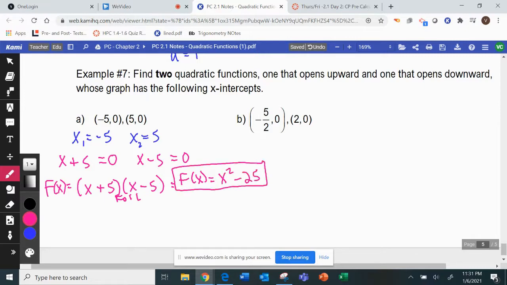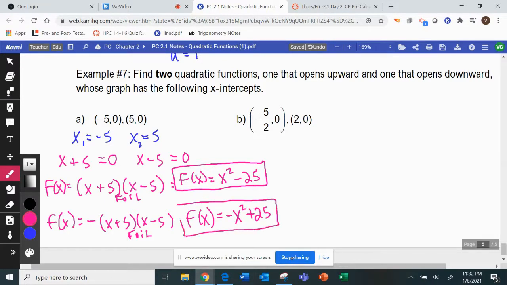Okay, but we also have to have one that opens downward. And to open downward, we're going to need a negative on the outside for our a value. So when I do my FOIL, that does not involve the negative sign at all. So after I do the FOIL, all I have to do is multiply both terms that I got from doing FOIL by the negative sign. So I'm going to have negative x squared plus 25 for the second equation.